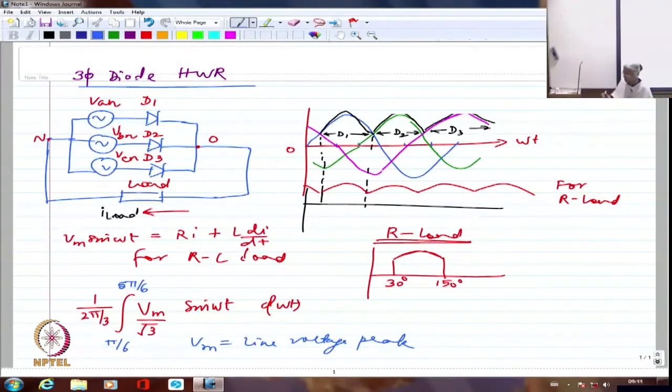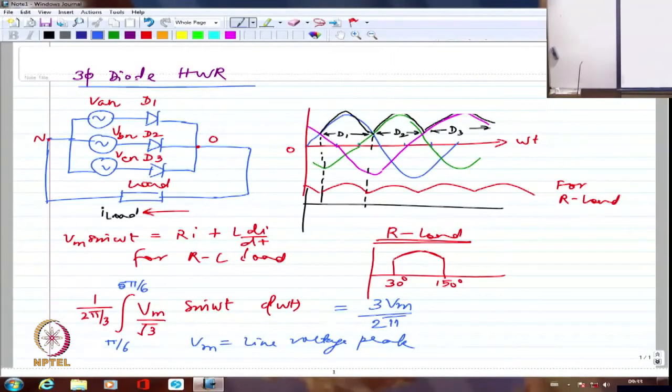Check it out. That's what Vm is, the line to line voltage peak. So this will be the expression for three phase half wave rectifier with diode. Right? Now let us try to go for half wave controlled rectifier.